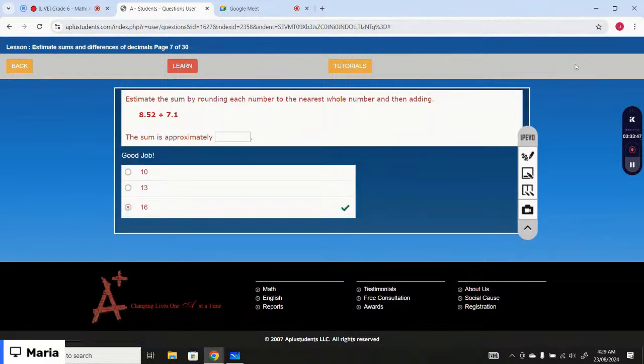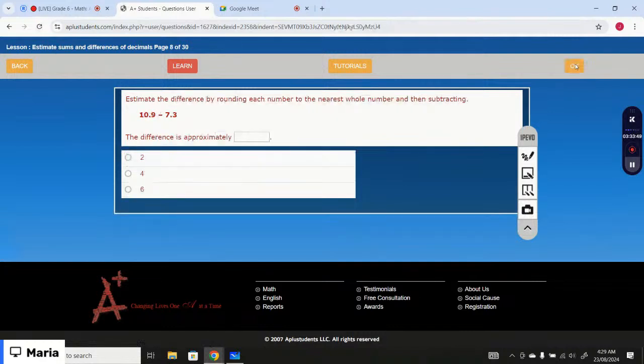Okay, the next one is estimate the sum by rounding each number to the nearest whole number. So that is 10.9 minus 7.3. So which is the correct option? 10.9 take away 7.3. So which is the correct option? The correct option is 4. Option number 2 is the correct option.